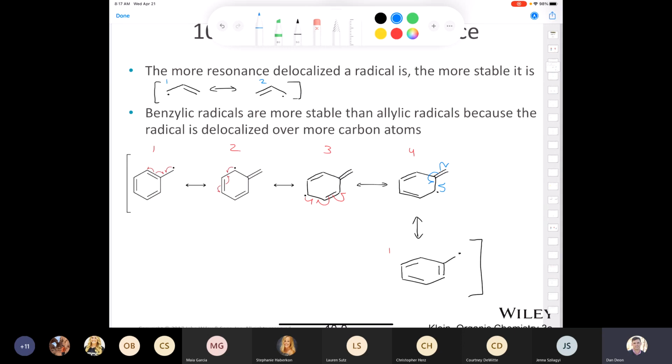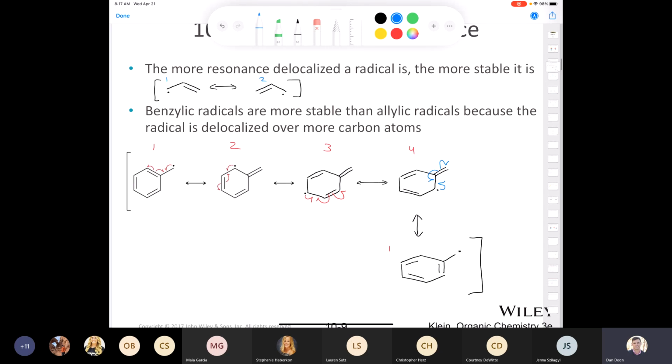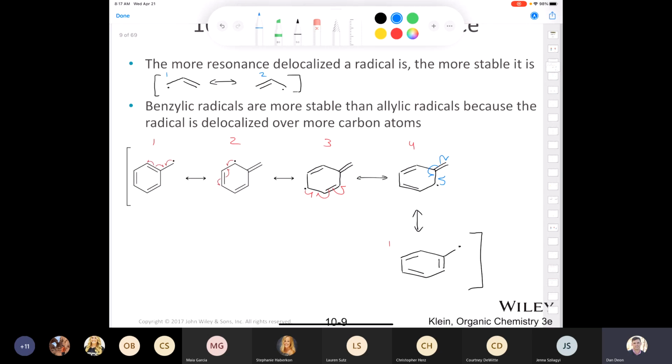Well, let's talk about the stability of radicals again. We'll go right back to the topic of the stability of a radical and talk about how resonance stabilization can affect the stability of a radical. And then we're going to tie that into bond dissociation energy. You're like, what do you mean exactly by that?